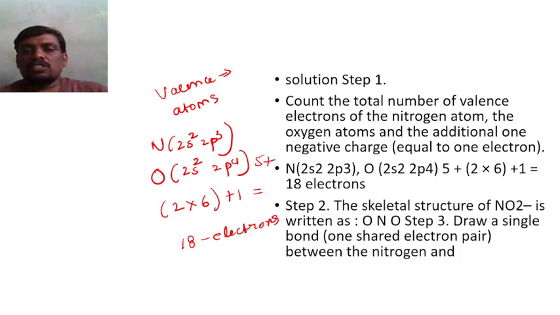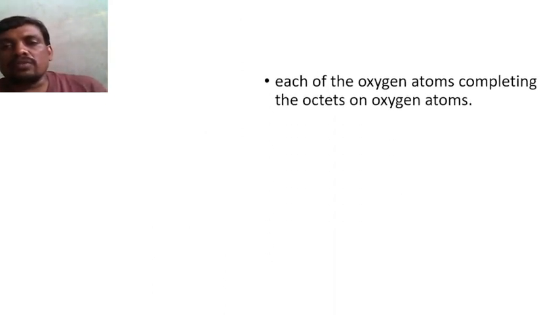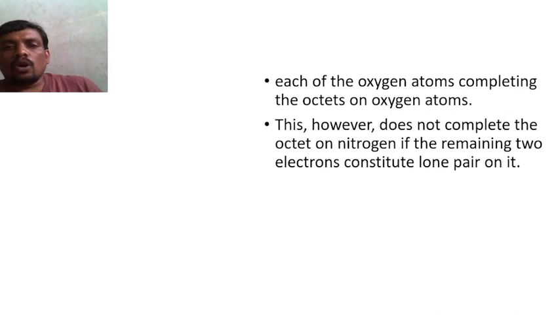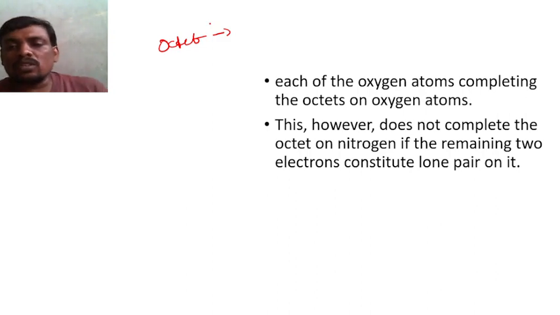Now step 2, the skeletal structure of NO2 minus, nitrogen dioxide ion, is written as ONO. Why? Because 2 oxygen atoms are there and the central atom will be nitrogen. And draw a single bond, one shared pair, between the nitrogen and each of the oxygen atoms. Okay. Now this however does not complete the octet on nitrogen if the remaining 2 electrons constitute a lone pair on it.